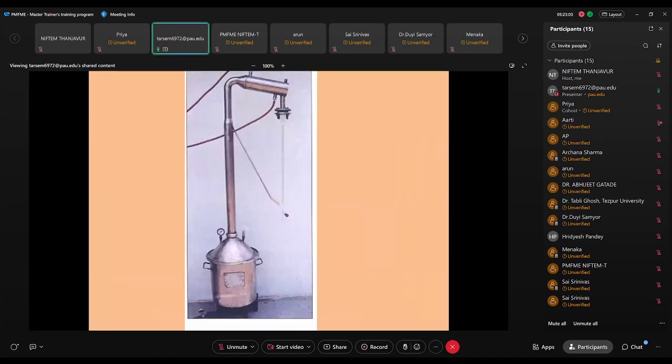This is again a system in the photo you are seeing, which is similar to the Clevenger apparatus used in the laboratory, but it can be used for a larger quantity of material. In the laboratory, we can use only 100 or 200 gram of material just to see the amount of essential oil present in it. But in this one, we can use it at a small scale level for extraction of essential oils.